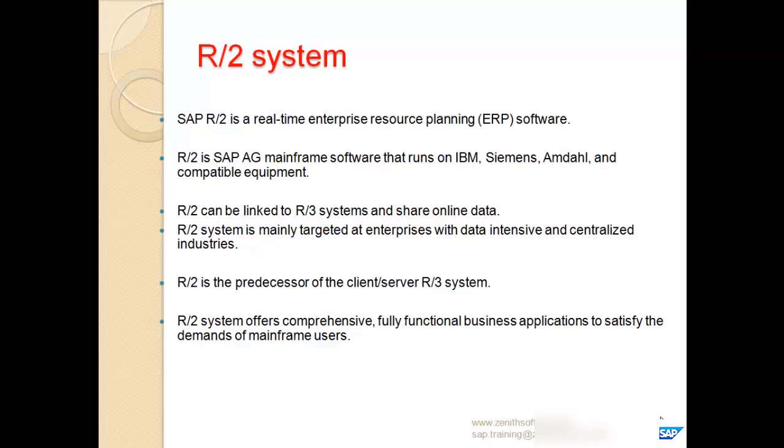R/2 system offers comprehensive, fully functional business applications to satisfy the demands of mainframe users. So you see that SAP R/2 attained the high level of stability of the previous generation of programs. Keeping in mind its multinational customers, SAP designed R/2 to handle different languages and currencies. With these innovations, SAP saw rapid growth. What was unique about R/2 was that it was a packaged software application that processed in real time on a mainframe computer, taking advantage of time sharing option, and integrated all the enterprise functions such as accounting, manufacturing processes, supply chain logistics and human resources.